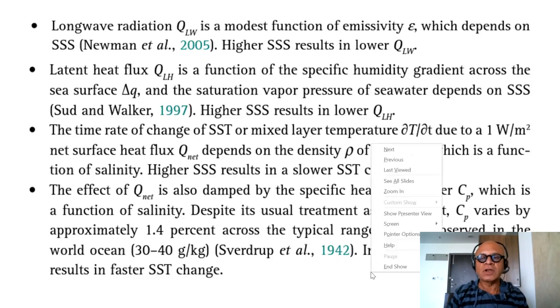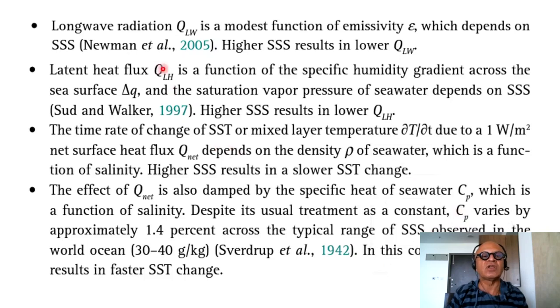Anyways, so how does salinity actually play a role in air-sea interactions and so on? Long-wave radiation is a modest function of emissivity epsilon, which we talked about when we did the temperature budget, which depends on sea surface salinity. Higher sea surface salinity results in lower long-wave radiation. Latent heat flux is a function of the specific humidity gradient across the sea surface, delta Q, and the saturation vapor pressure of seawater depends on sea surface salinity as well. So higher sea surface salinity results in lower latent heat fluxes. Typically we don't worry about these things, they are too small.